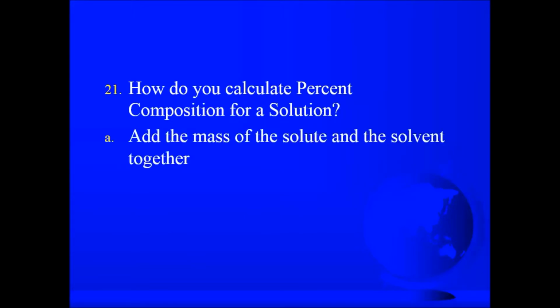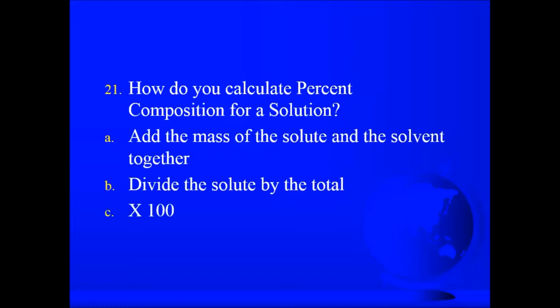All right. So, how do you calculate percent composition? Add the mass of the solute and the solvent together. Divide the mass of the solute by the total. Multiply by 100.